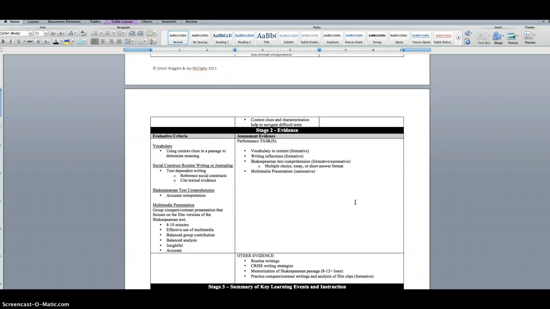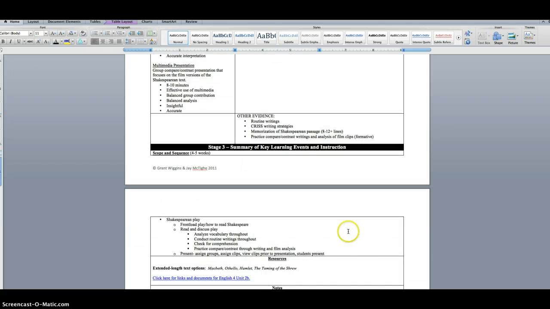Stage 2 is the evidence stage. These are those formative and summative assessments that will take place during this unit. Formative assessments include studying vocabulary. There will be specific vocabulary items on the final exam that relate to Shakespeare, so it's certainly important for this unit. Various writing reflections and checks for comprehension will take place throughout the unit, and then the summative assessment is the multimedia presentation, though there is an option for teachers to create their own summatives that relate to comprehension, as long as they are tied into the standards that are being assessed in this unit already.